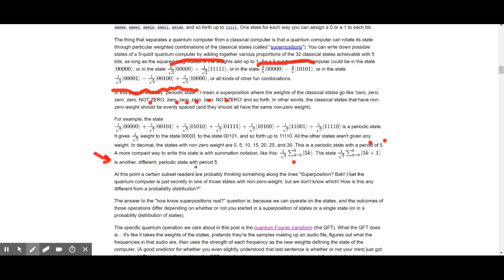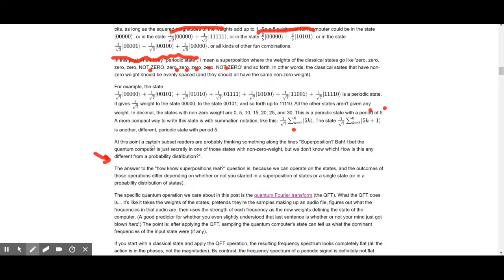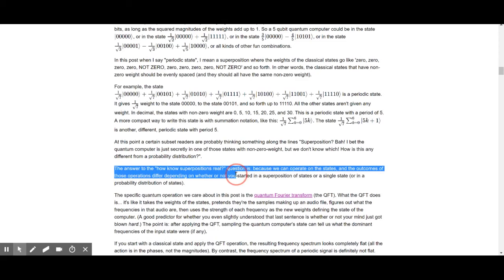At this point, a certain subset of readers are probably thinking something along the lines of: superposition, but I bet the quantum computer is just secretly in one of those states. Okay, let me just remove this. Yeah, superpositions are real.